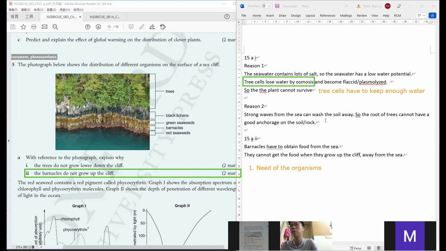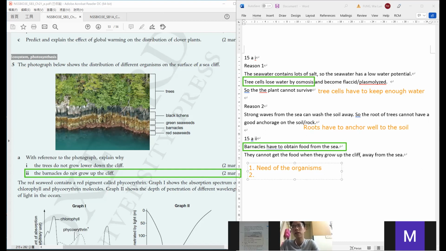For example, you need to know the need. The roots have to anchor well to the soil. And also, barnacles have to obtain food from the sea. You need to know their need. Always answer from their need.